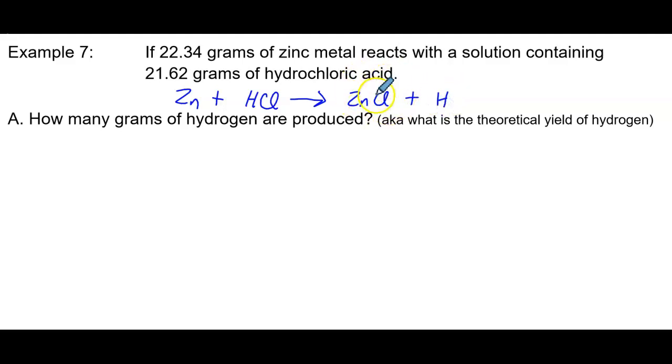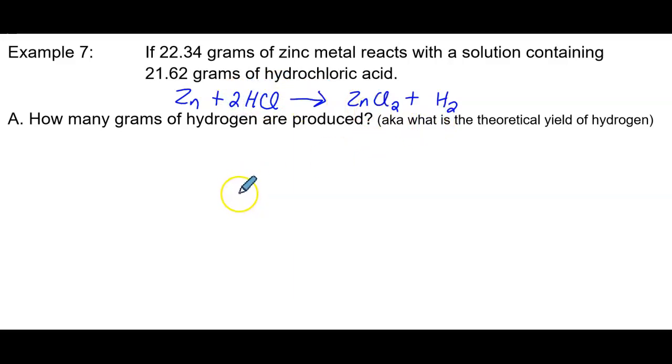Zinc and chlorine, how do they go together? Zinc's a +2, chlorine's a -1, so it's going to be ZnCl2, and hydrogen is diatomic, it's H2. If this is still a struggle for you, you should be reaching out for help. Then we need to balance this. I have 1 zinc, 2 chlorines, 2 chlorines, 2 hydrogens, 2 hydrogens. So this is how it would be balanced.